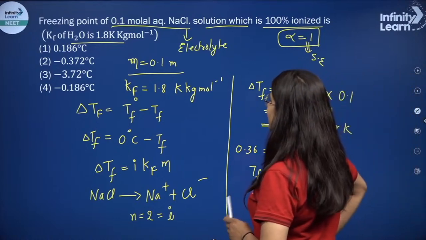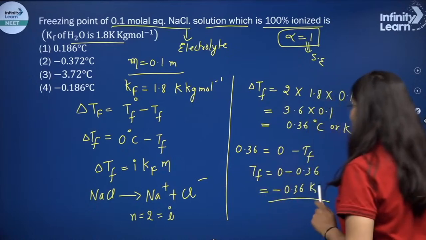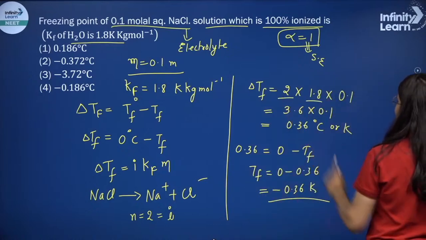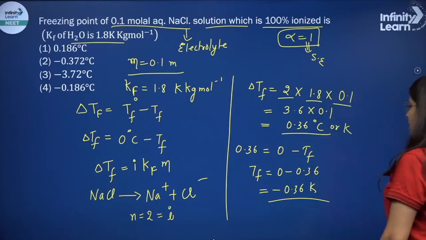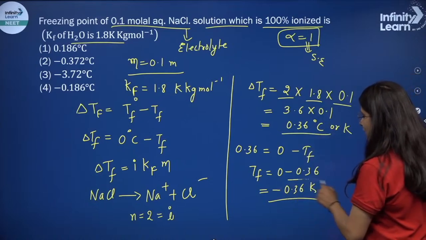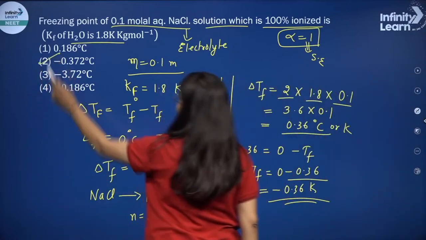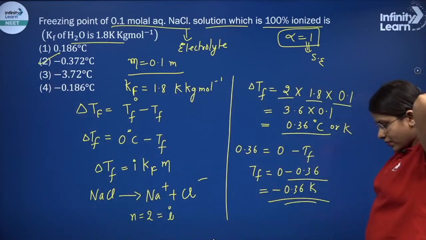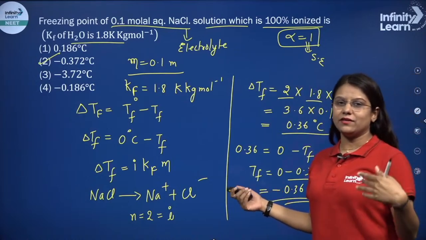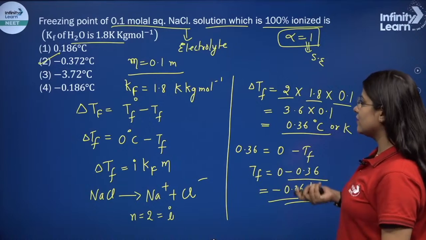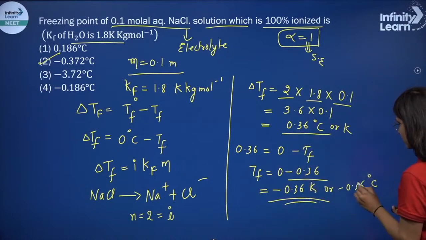So 1.8 given है यहाँ पर आपको. सो यहाँ तक तो ठीक है, कोई प्रॉब्लम नहीं है. कैलकुलेशन एक बार चेक कर लेना. 1.8 इंटू 2 3.6 होगा इंटू 0.1. सो इट विल बी 0.36. आफ्टर सॉल्विंग 0 माइनस 0.36 सो इट विल बी नेगेटिव. सो व्हाट कैन बी योर आंसर? आंसर विल बी अप्रोक्सीमेट दिस. क्लियर? डिफरेंस हमेशा सेम होता है चाहे डिग्री सेल्सियस हो चाहे केल्विन हो. सो आंसर विल बी, और आई कैन राइट, माइनस 0.36 डिग्री सेल्सियस.